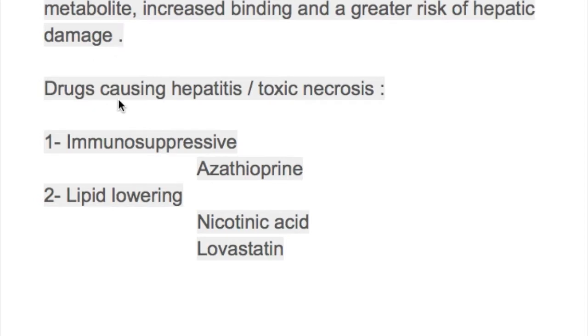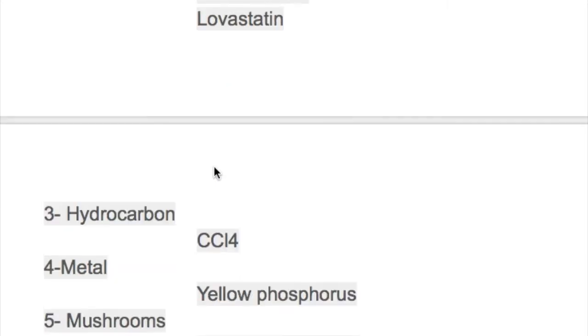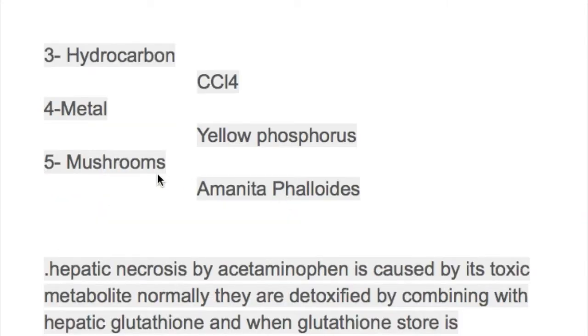Other drugs that cause hepatitis and toxic necrosis are, amongst them, number 1, immunosuppressives, amongst which is azathioprine. Number 2, amongst the lipid-lowering drugs are nicotinic acid and lovastatin. Amongst the hydrocarbons are carbon tetrachloride, metal, and yellow phosphorus, and a mushroom that causes hepatic necrosis is Amanita phalloides.